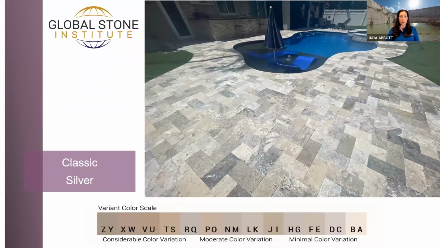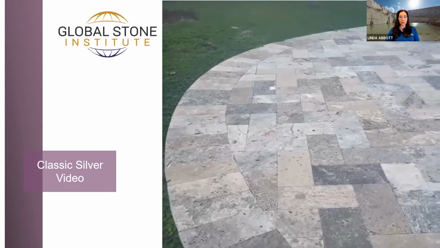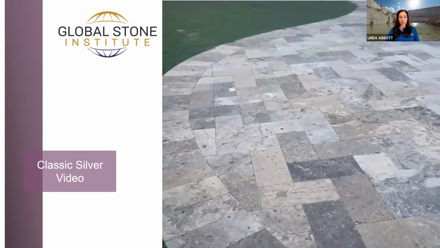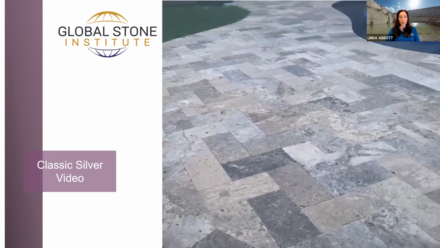In classic silver, you also see the high variant color range based off of the scale here. Again, A through Z. You see very light to very dark pieces around the pool deck. In this video is a close-up of that. As you can see, the range is high.